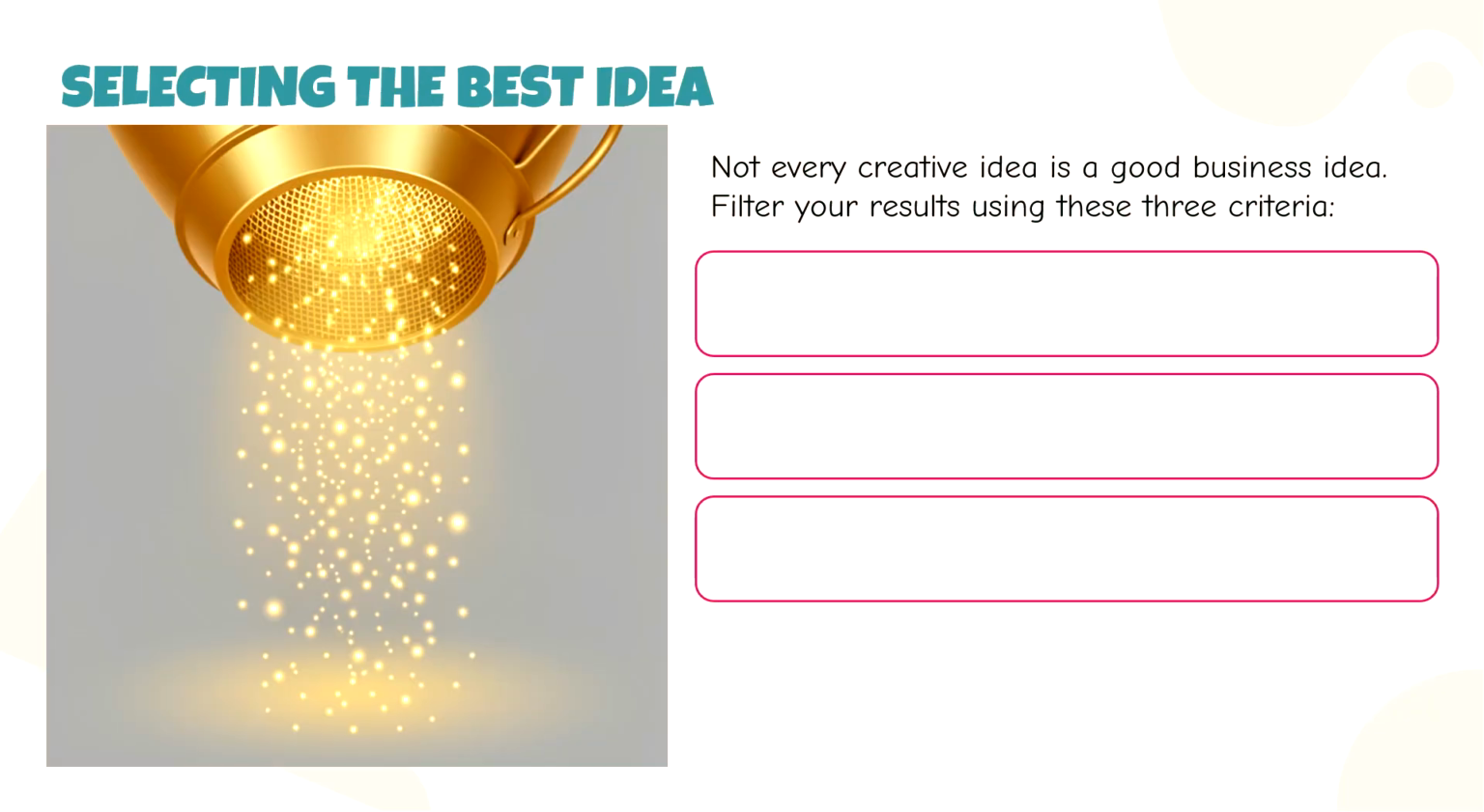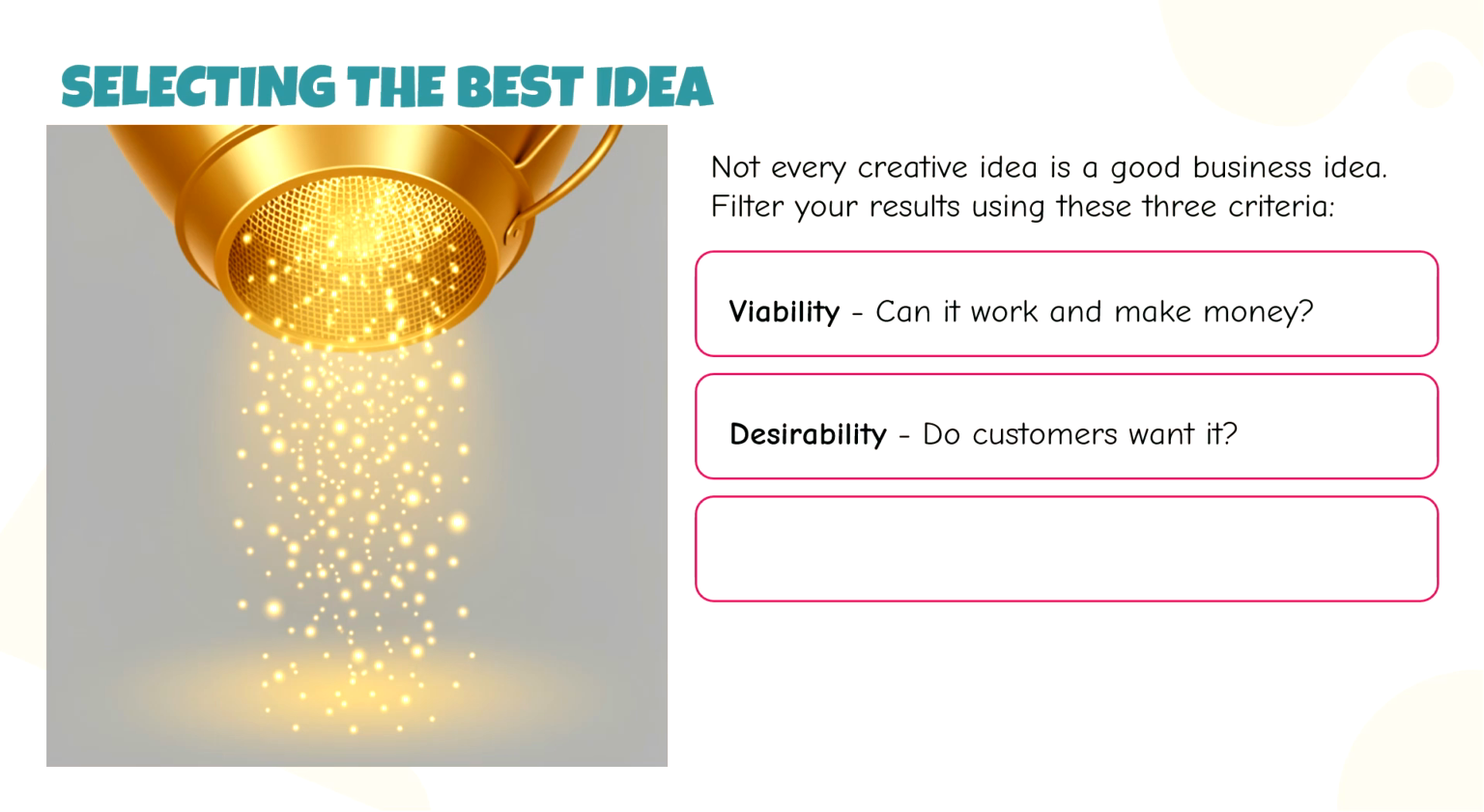From these idea generation tools, you need to be able to select the best idea. We are going to use three criteria to select the best idea. The first one is viability. Can the idea work and make money in the long run? The next is desirability. Is there a demand for the product or idea and would customers want this? Followed by feasibility. Do you have the resources in order to make it work?